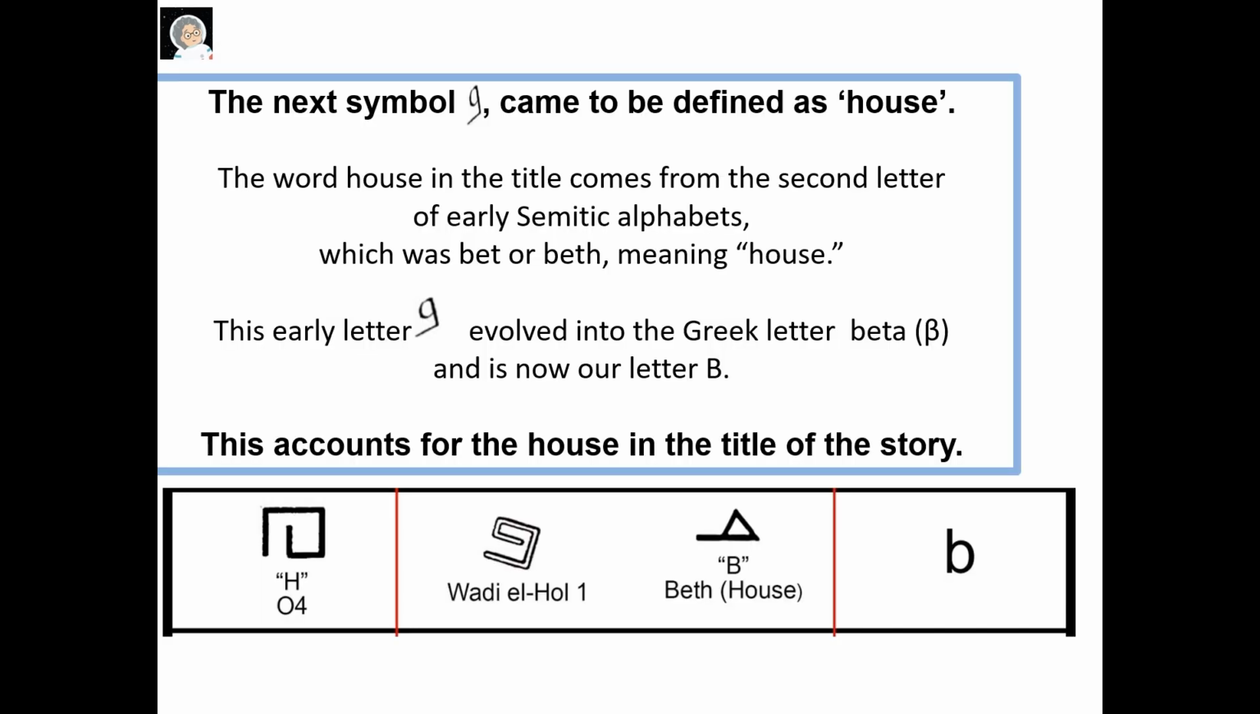The next symbol came to be defined as house. The word house in the title comes from the second letter of early Semitic alphabets, which is Bet or Beth, meaning house. This early letter evolved into the Greek letter beta and is now the letter B. This accounts for the house in the title of the story.